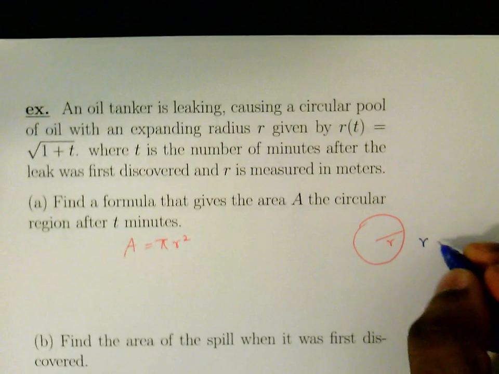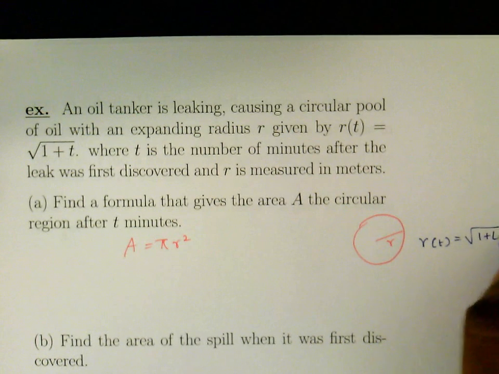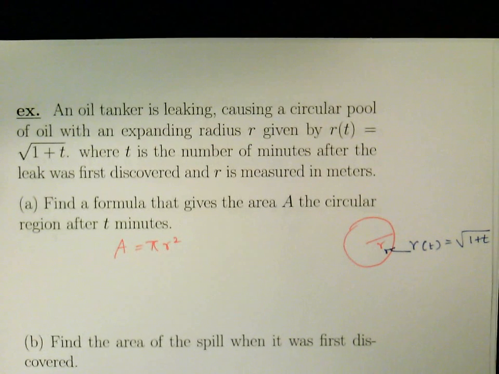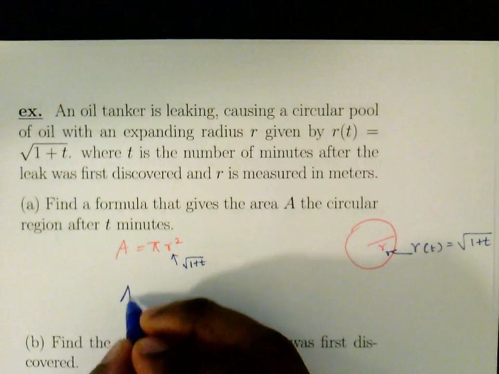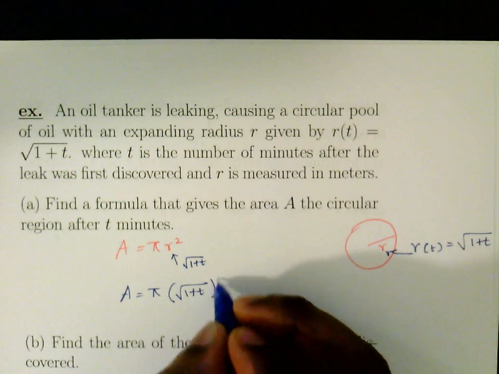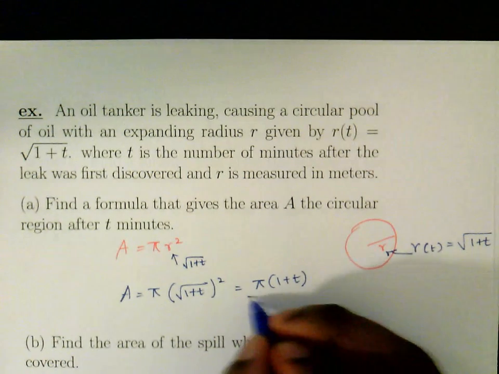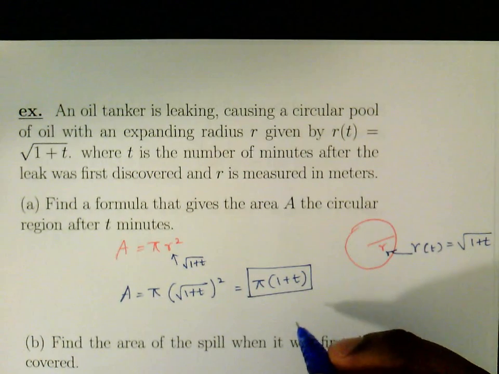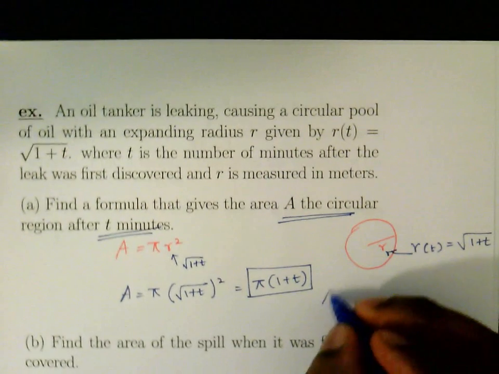But it's given that r of t is equal to the square root of 1 plus t. Now that is the radius. So you plug that in. So you get A equals pi times the square root of 1 plus t, squared, which is pi times 1 plus t. So this is the area of the region after t minutes, area in terms of t.